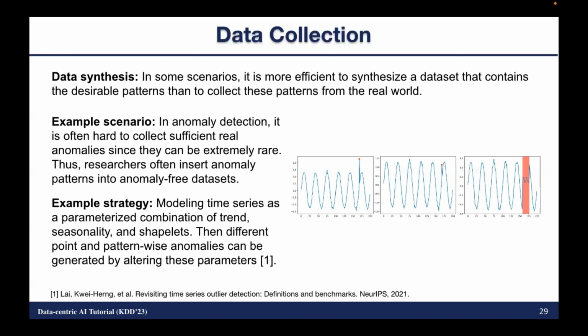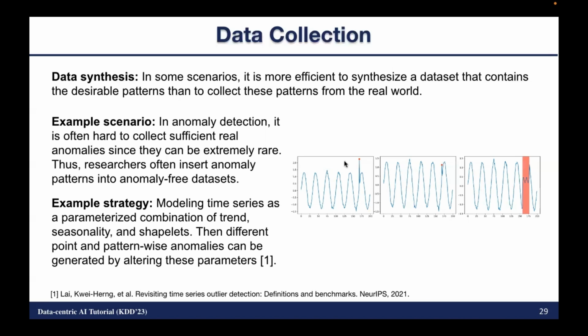To give an example, time series data, as you know, is actually very noisy, such as EEG data, ECG data. So it's hard to identify a pattern within it. To do the experiment, one way is to do data synthesis. For example, in this work, revisiting time series anomaly detection, definitions and benchmark, the paper provides several synthesis strategies, which model the anomalies as a parameterized combination of trend, seasonality, and shapelet. Then different kinds of point-wise or pattern-wise anomalies can be generated by altering these parameters.